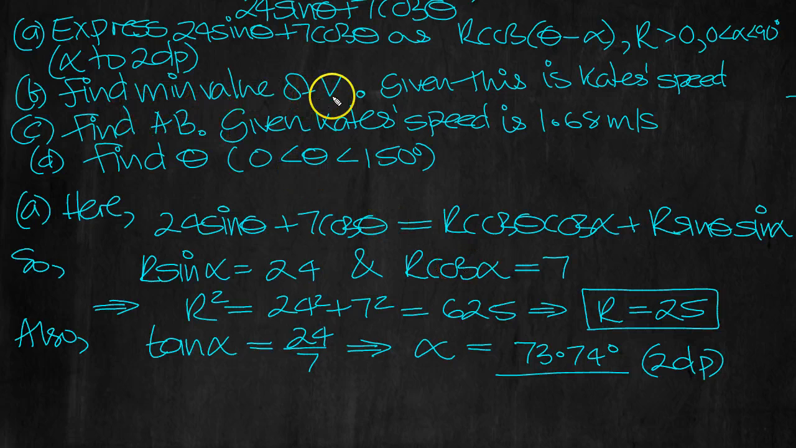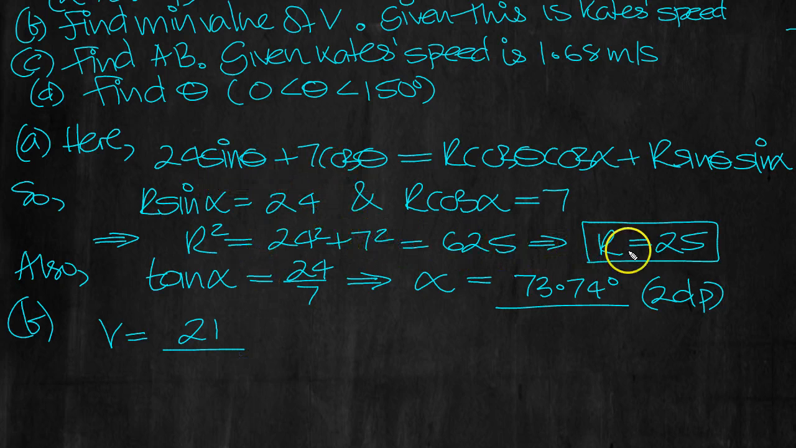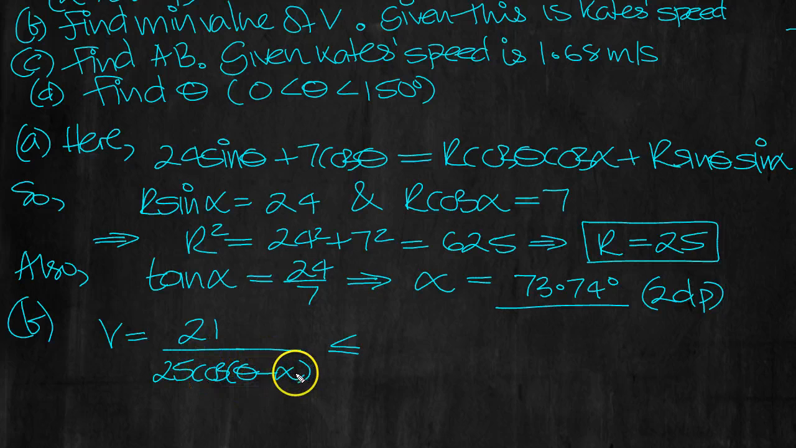Let's have a look at part B then. Find the minimum value of V. Well, here's V then. So V is equal to 21 over this thing here, which we've just written down as 25 cosine theta minus alpha, will be less than or equal to. Now, when cosine this is 1, well, V will be minimum, because we want the minimum, don't we?